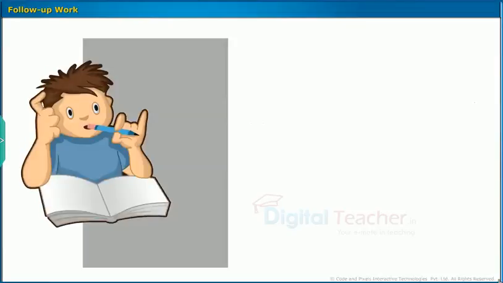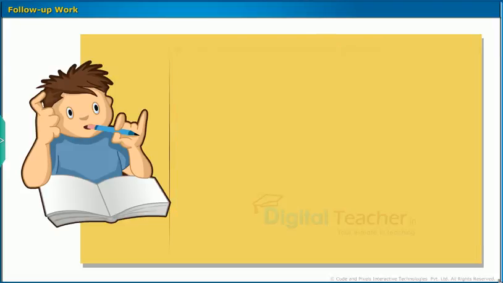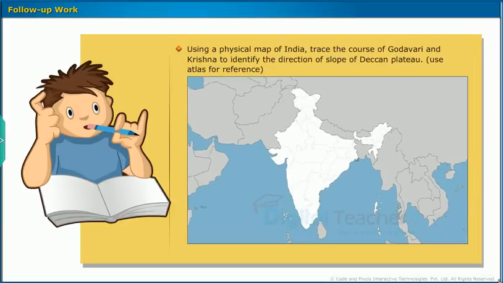Take up the following activities. Locate the 3 Himalayan ranges in your atlas. Locate the following places on the Indian physical map of your atlas: Shimla, Malwa Plateau, Mussoorie, Bundelkhand, Nainital, Baghelkhand, Ranikhet, Rajmahal Hills. Using a physical map of India, trace the course of Godavari and Krishna to identify the direction of slope of the Deccan Plateau.